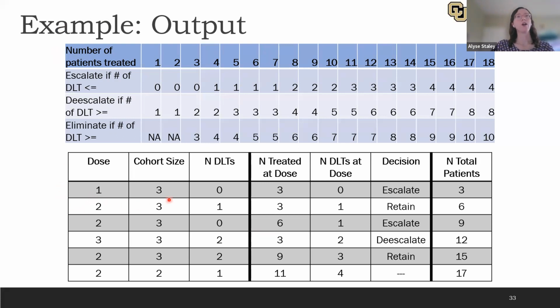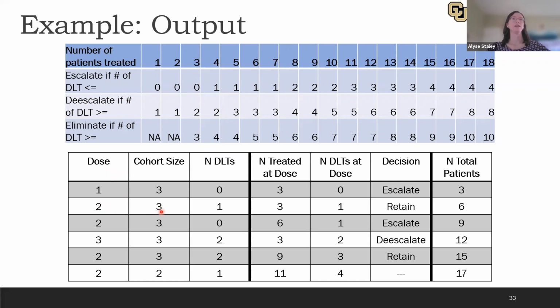Let's say we first treat a cohort of size 3 at dose level 1, and we observe 0 dose-limiting toxicities. We can now refer to our table and navigate to 3, because we've treated 3 patients, and find the number of DLTs on the table. In this case, there were 0 DLTs. And we can now go over and see what the rule is. So we need to escalate for the next cohort of patients. The next cohort of patients is treated at dose level 2.